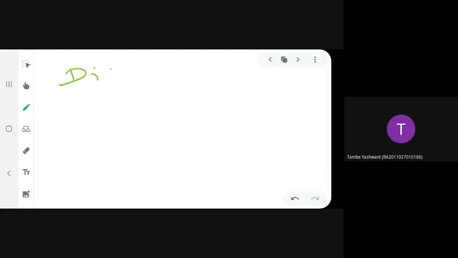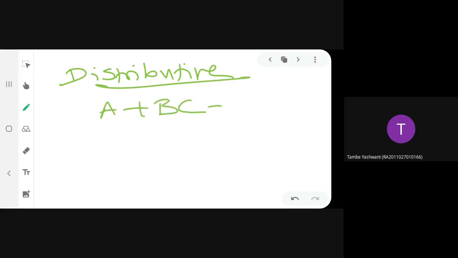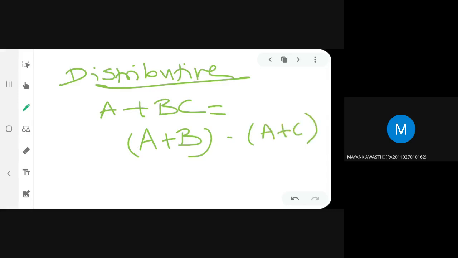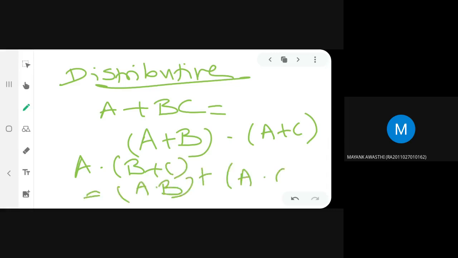Next, one more property, distributive property. So what is distributive property? A plus B dot C, how can you write it by distributive property? A plus B dot A plus C. Okay, this is one. Or A dot B plus C, how can you write it? A dot B plus A dot C. So this property is called distributive property.